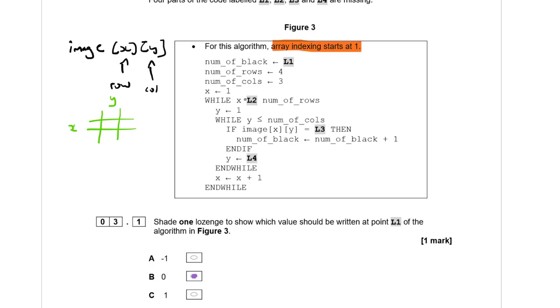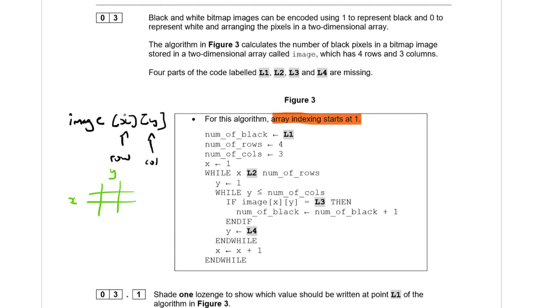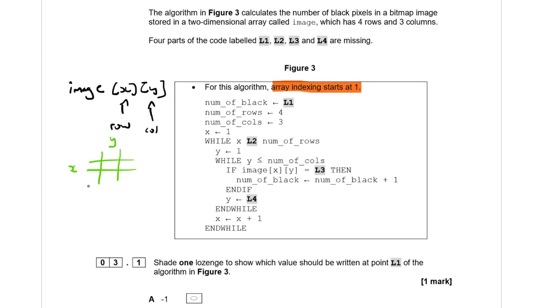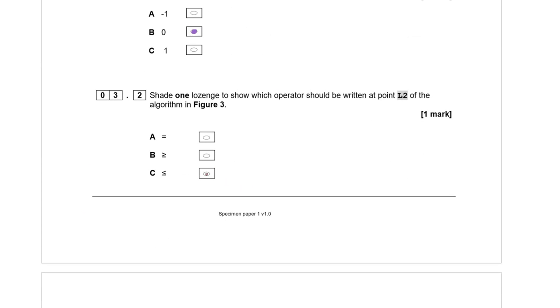So we have a set number of rows and columns. We're told that there are 4 rows, so 4 lots of x, so x at maximum should be 4, and y at maximum should be 3. So first of all, for our first iteration of the x index, we have to say x is less than or equal to the number of rows, because we can't go out of bounds. If we put x as 5, this isn't valid because our array isn't that large. This would cause an error. So we have to make sure we're less than or equal to the number of rows. So this is going to give us our answer of less than or equal to.